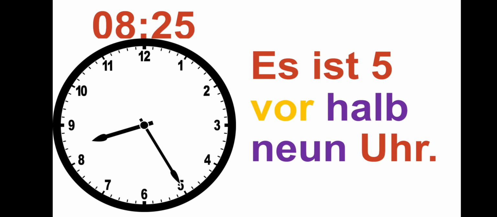And what we call 8:25. This is the only exception we have. We call it Es ist fünf vor halb 9. I told you in this area, the area of nach, this is the only gap we call vor. So, Es ist fünf vor halb 9. Why halb?